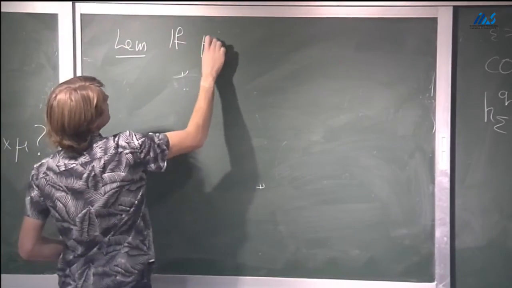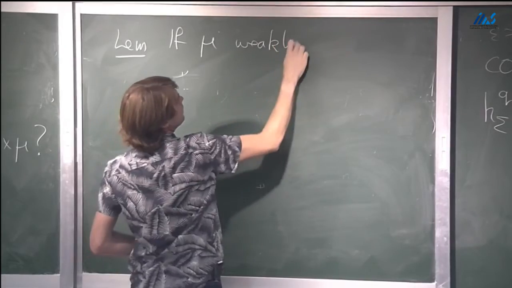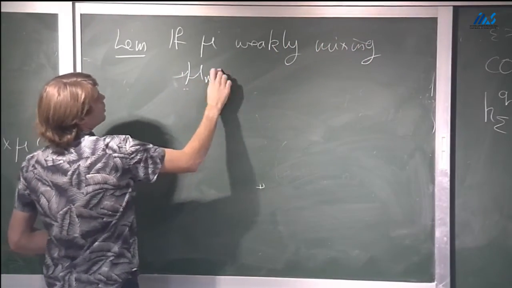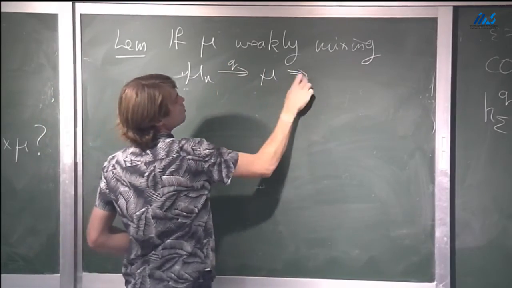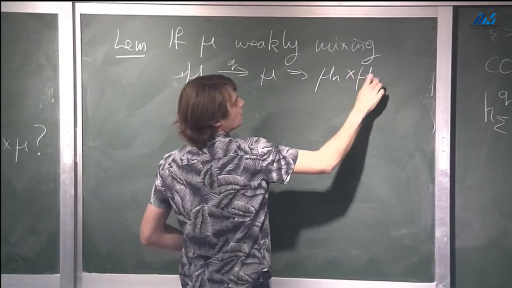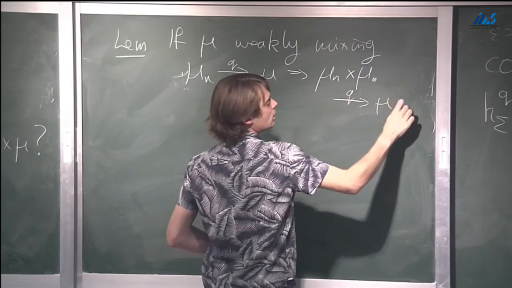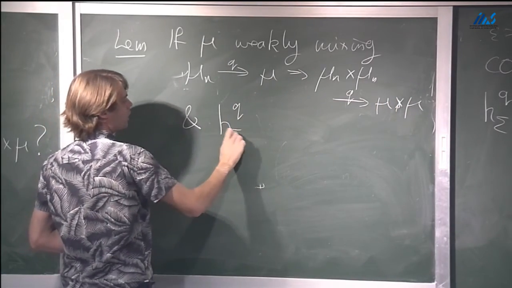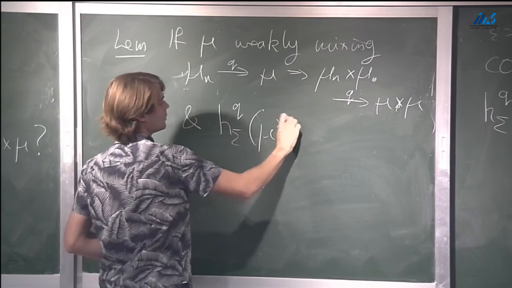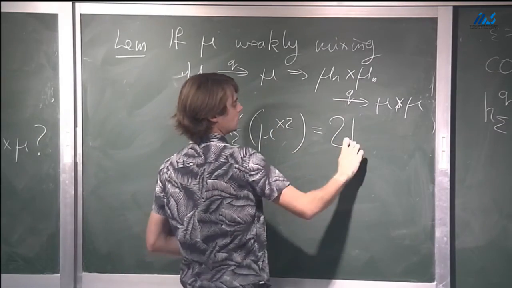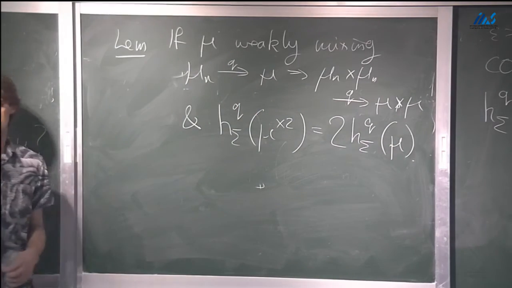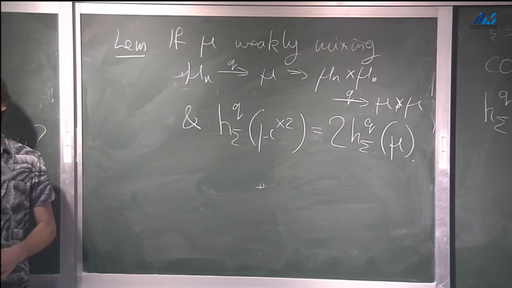If mu is weakly mixing, then mu n quenched converging to mu implies that mu n times mu n quenched converges to mu times mu, and the quenched model measure Sofic entropy of the square is just twice the value for mu itself. So in that case, we're happy. But okay, we don't want to only work with weakly mixing systems, so what can we do to fix this?